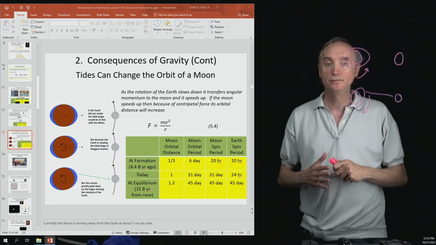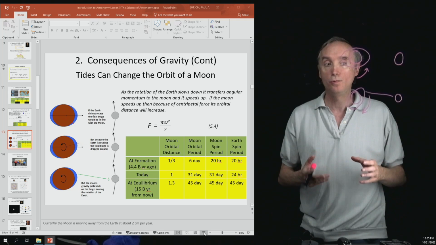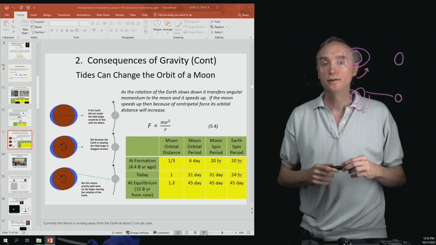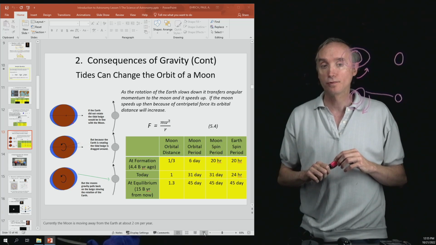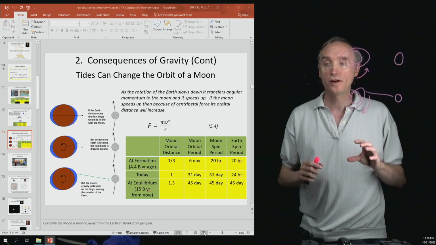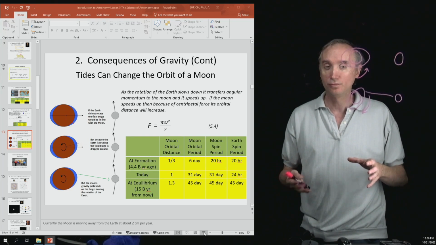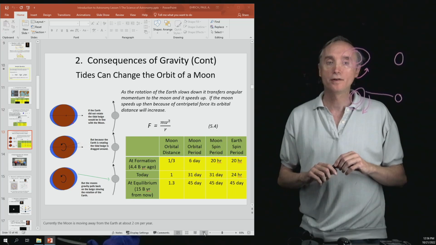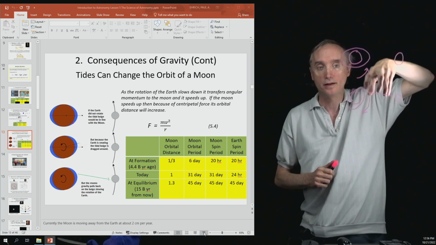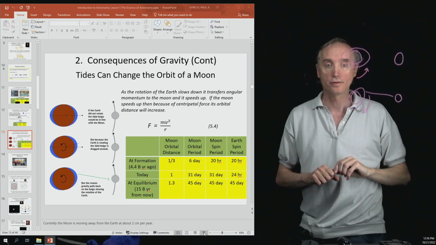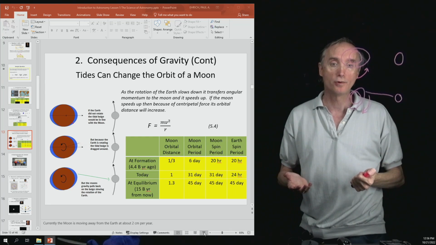So that today, the moon has an orbital period of 31 days, and it also spins once every 31 days, and that's the reason why you only see one face of the moon, the face of the man on the moon. Okay, you only see one side of the moon because it's rotating at the same rate that it's orbiting around the Earth. And then the Earth's spin period is once every 24 hours.